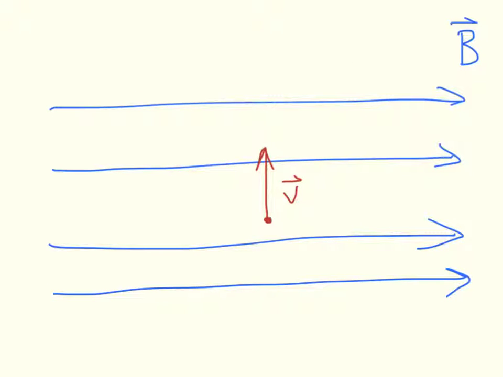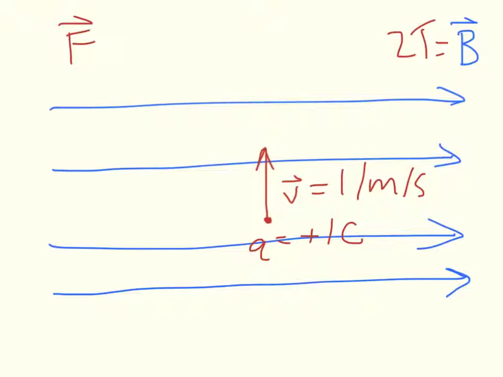Now let's do some math. Let's say you've got a particle of charge Q equals plus 1 coulomb moving through at a velocity v equals 1 meter per second in a magnetic field with a strength of 2 Tesla. Can you calculate the vector force acting on this particle? Why don't you pause the video and do some math?